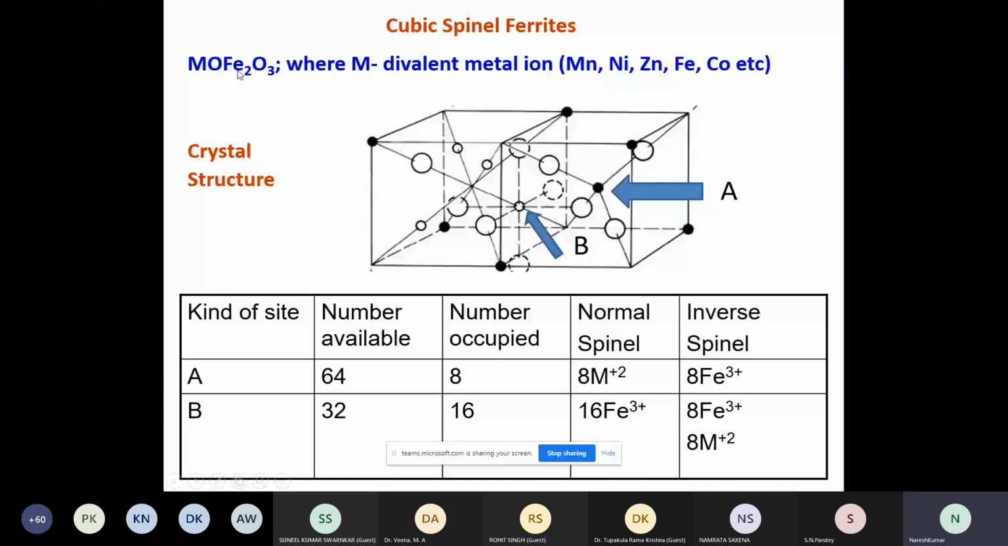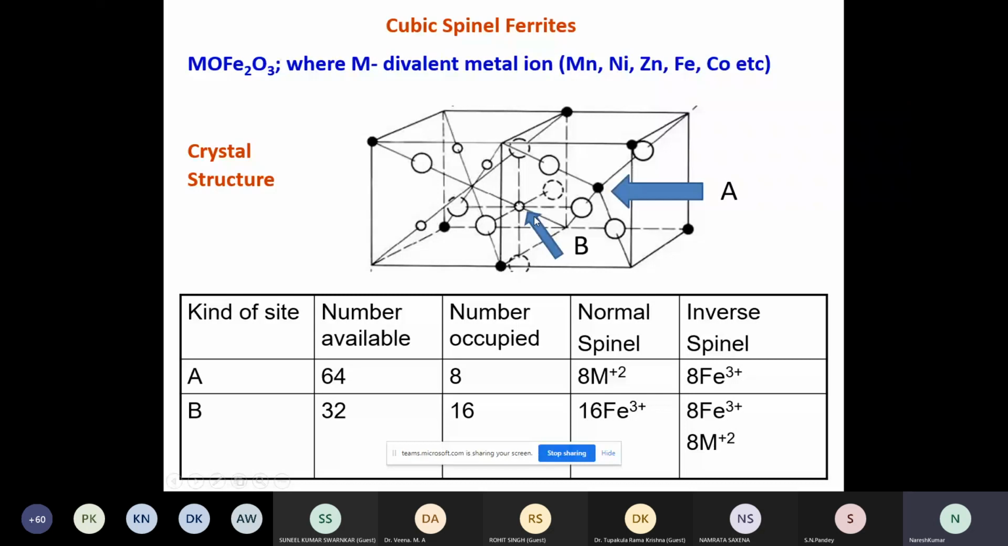One is normal, second is inverse spinel, and there is one more, which is mixed spinel, where there is a mixing of both. What I am saying is, normal means my entire divalent metal ion is going to the A side. Let's say if I take zinc ferrite, zinc is +2. This zinc 2+ is going to your A side, and my Fe, which is in 3+ state, is going to the B side. So it is a case of normal spinel.